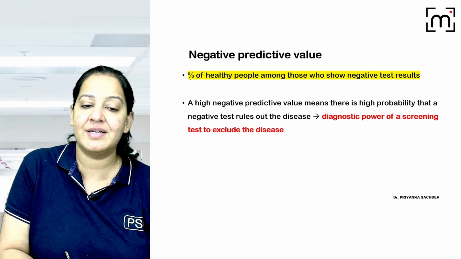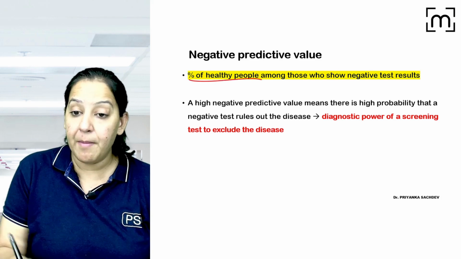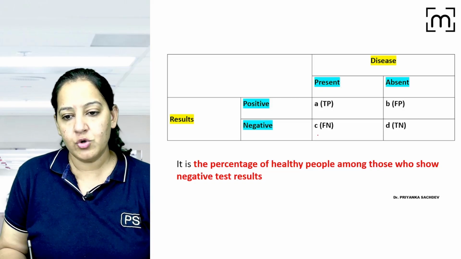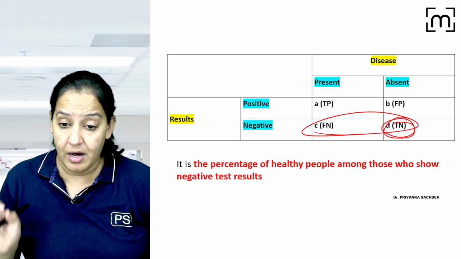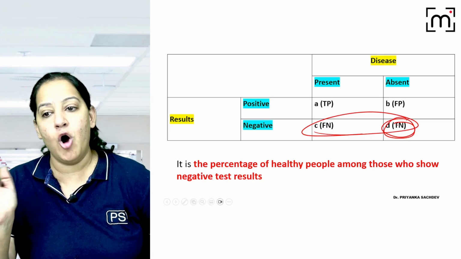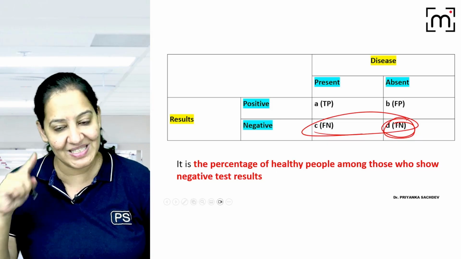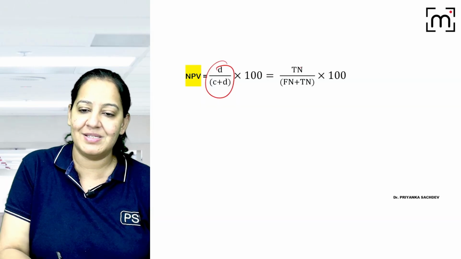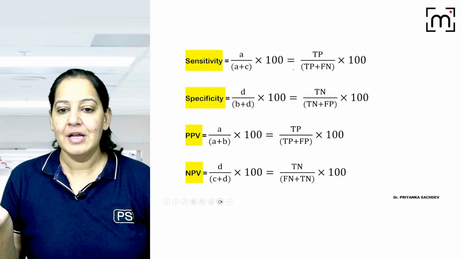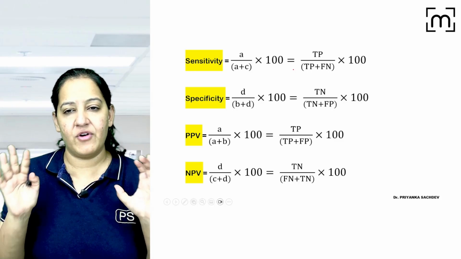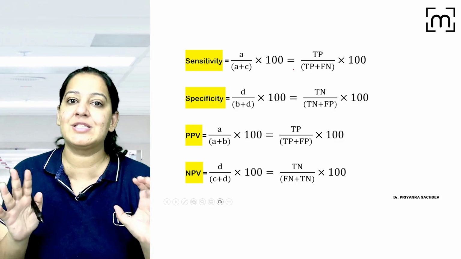And negative predictive value, it is the percentage of the healthy people among those who show negative results. So all those who are negative, among them how many are true negative? How many are healthy? I mean to say. So it's D upon C plus D, that is true negative upon true negative plus false negative. That is the thing. So please learn the 4 formulas. They are in front of you. Please, I request you to learn.